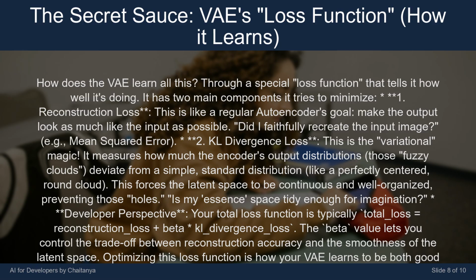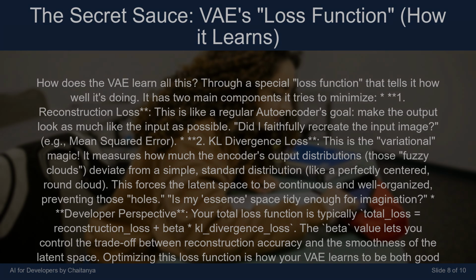Developer perspective: Your total loss function is typically `total_loss = reconstruction_loss + beta * KL_divergence_loss`. The `beta` value lets you control the trade-off between reconstruction accuracy and the smoothness of the latent space. Optimizing this loss function is how your VAE learns to be both good at reconstructing and imagining.